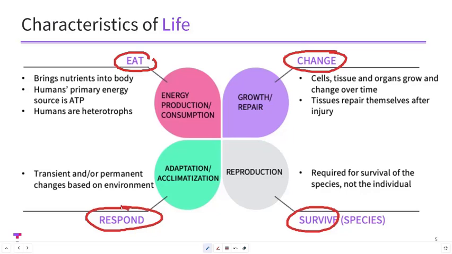Organisms also have the ability to respond to their environment, and this plays a role in the lower left: adaptation, acclimatization, the ability to react to stimuli. Most organisms can move from place to place, and they're able to respond to the environment to maintain homeostasis.